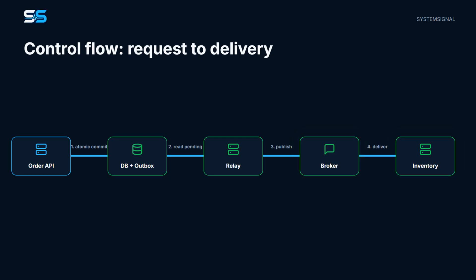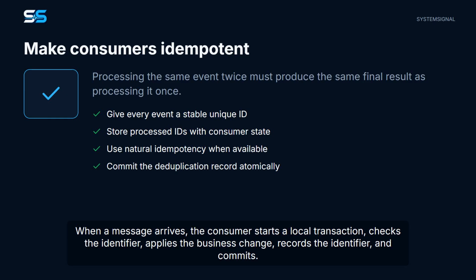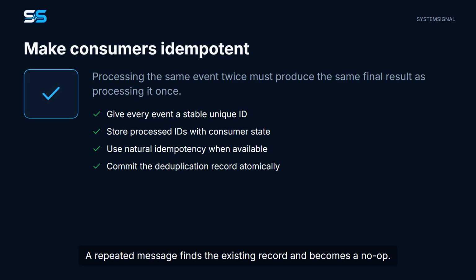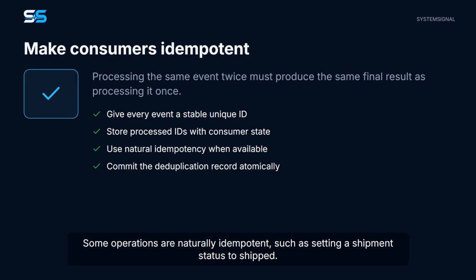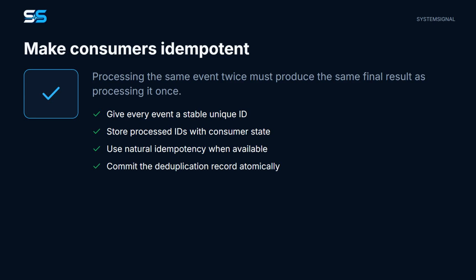The simplest generic consumer pattern stores processed event identifiers. When a message arrives, the consumer starts a local transaction, checks the identifier, applies the business change, records the identifier, and commits. A repeated message finds the existing record and becomes a no-op. Some operations are naturally idempotent, such as setting a shipment status to shipped. Others, such as incrementing balance, require explicit deduplication. The check and business update must share one transaction.